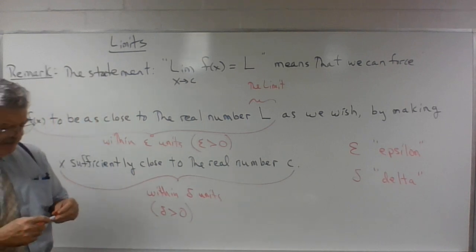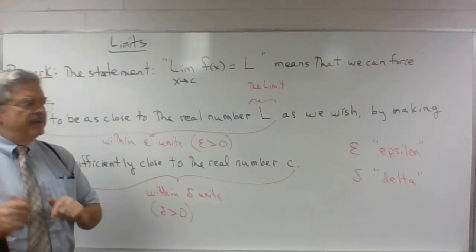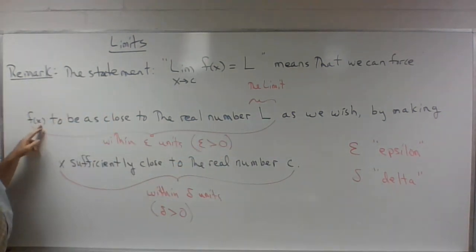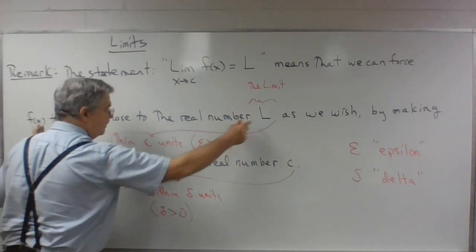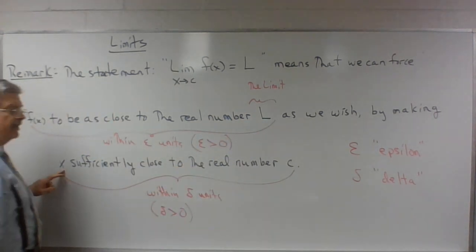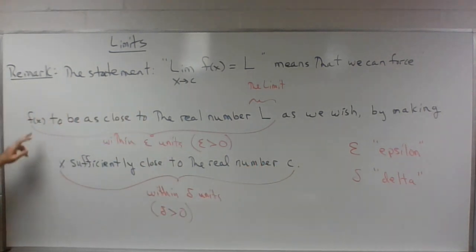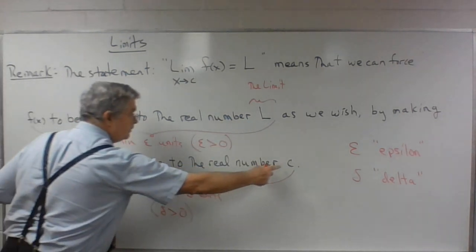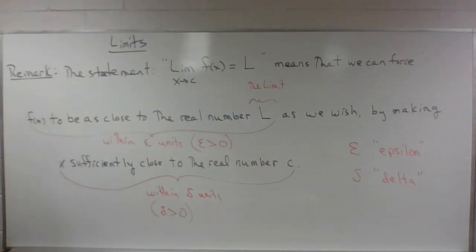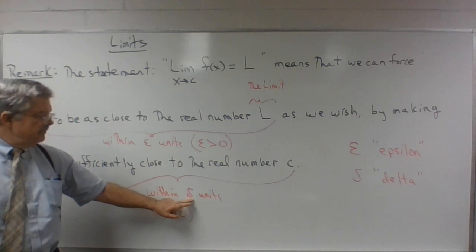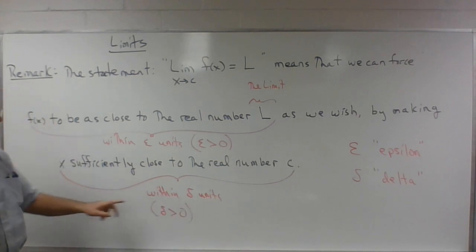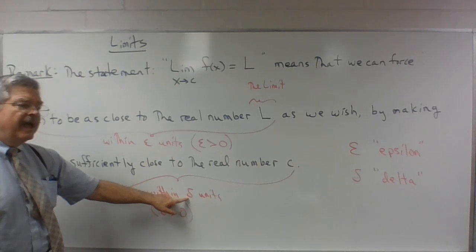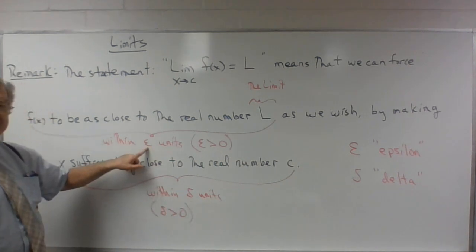Now, let's say something that will be obvious once we mention it. The closer we want f of x to be to the limit L, it stands to reason the closer x has to be to the real number c. If we want f of x to be very close to L, then x has to be very close to the real number c. So this delta, where x is within delta units of c, has a value that has to depend on the value of epsilon that we've chosen.